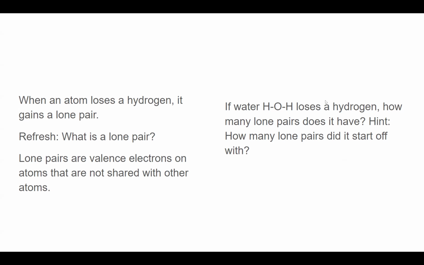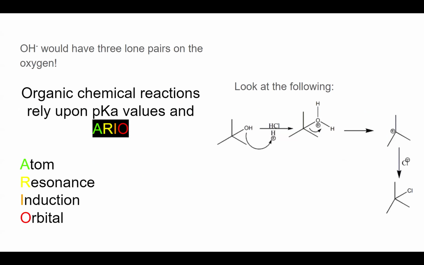If water loses a hydrogen, how many lone pairs does it have? So when water loses a hydrogen, it will become a hydroxide ion. The oxygen on a hydroxide will have 3 lone pairs because it lost the bond. So you can disregard this mechanism here for now. I'm going to show you what ARIO is.